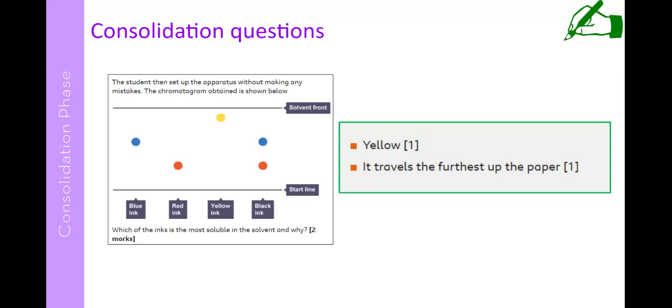Number 2, which of the inks is most soluble and why? Well, we can see that yellow's travelled the furthest up the paper. So yellow gives you 1 mark, so you've identified it and you've said why, because it travels furthest up the paper. That gets you your 2nd mark.